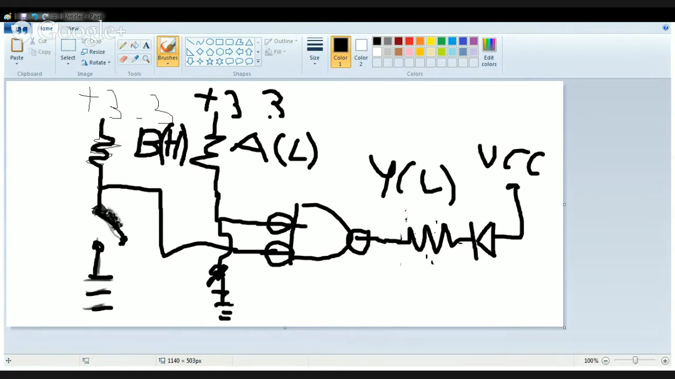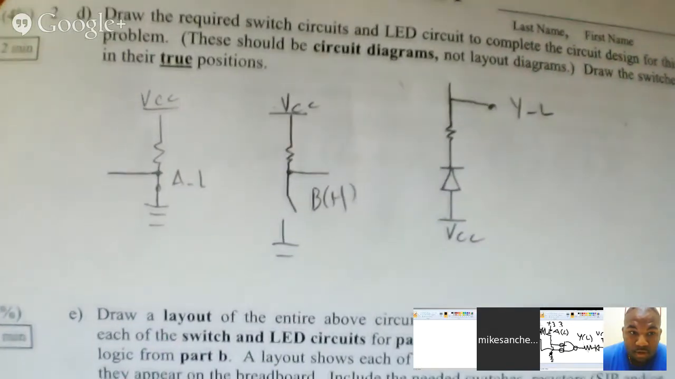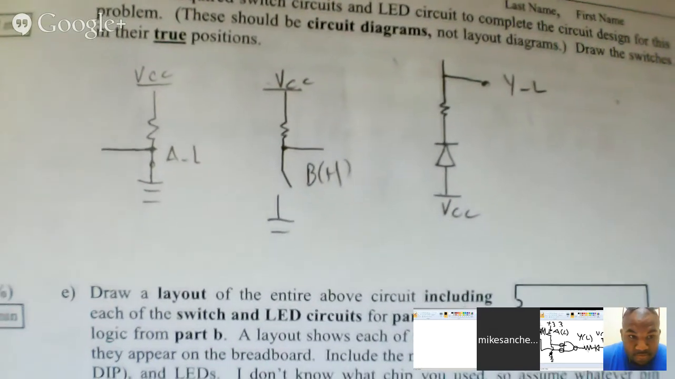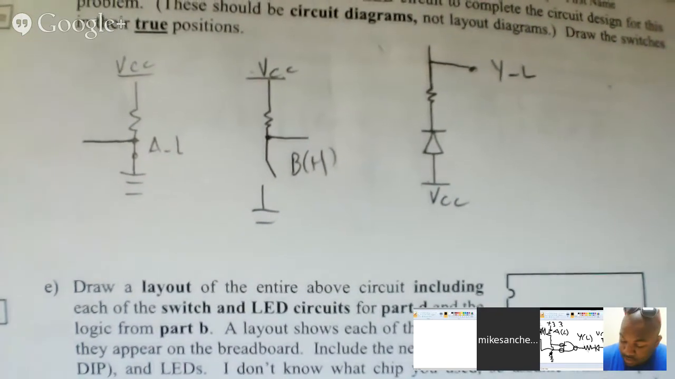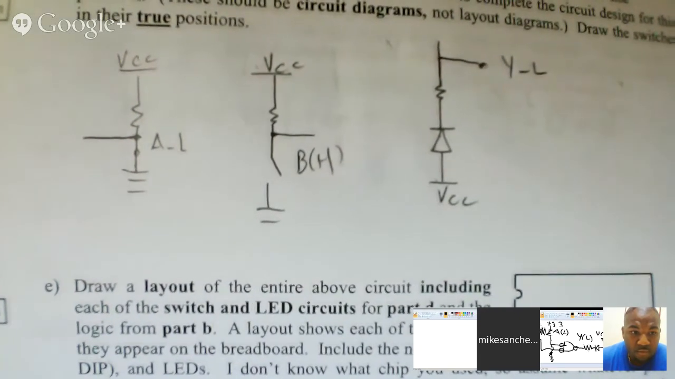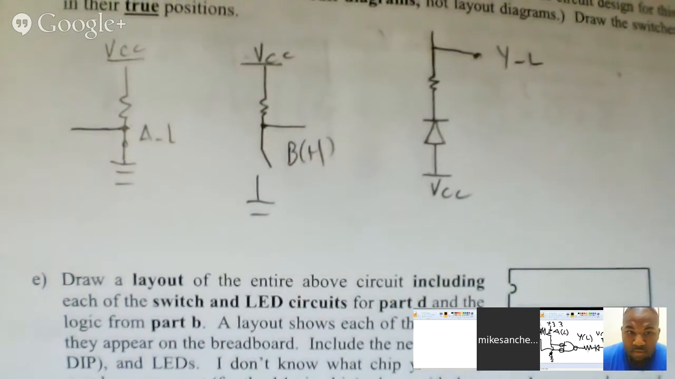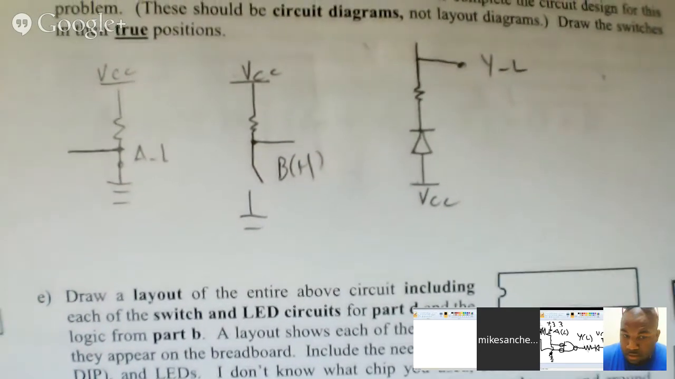Hey, Mike, can I see your circuit? Yeah, look. Let me know if you can see it. So both of them have to have a wire coming out. Yeah, that's good.